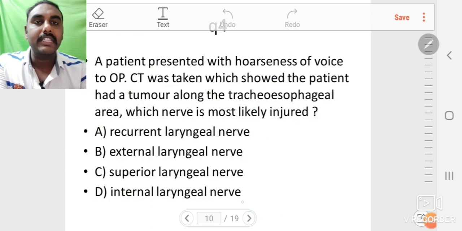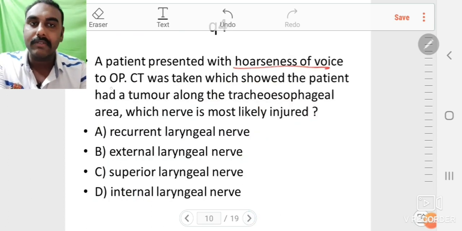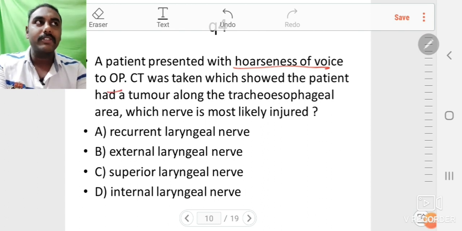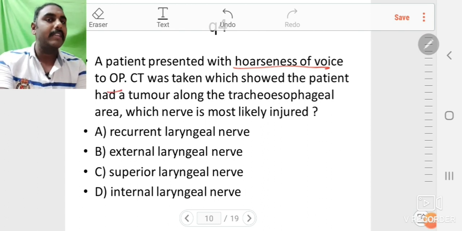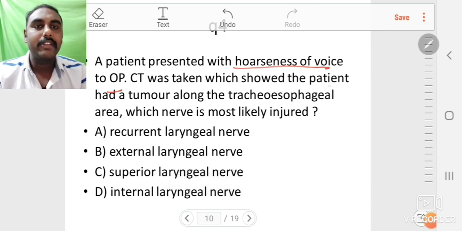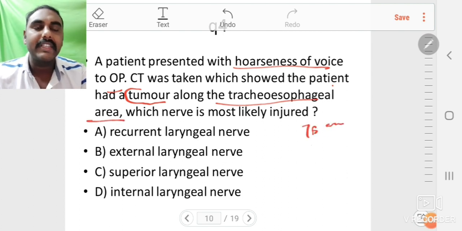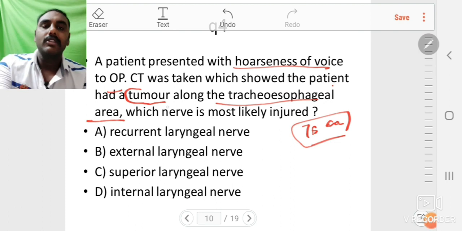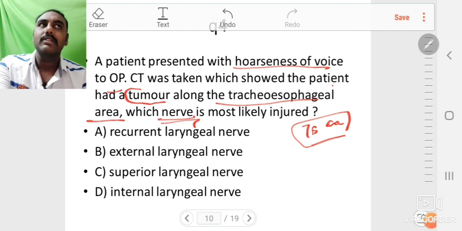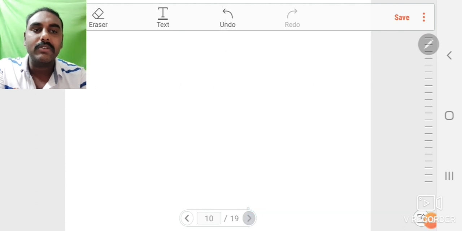So coming on to question number 4. Again, a straightforward MCQ. A patient presented with hoarseness of voice. I hope the question was not the same as what I am pointing, but the content is the same. A CT was taken which showed a tumor or some growth along the tracheoesophageal area. So which nerve is most likely injured? Which is the nerve which runs along the tracheoesophageal groove?